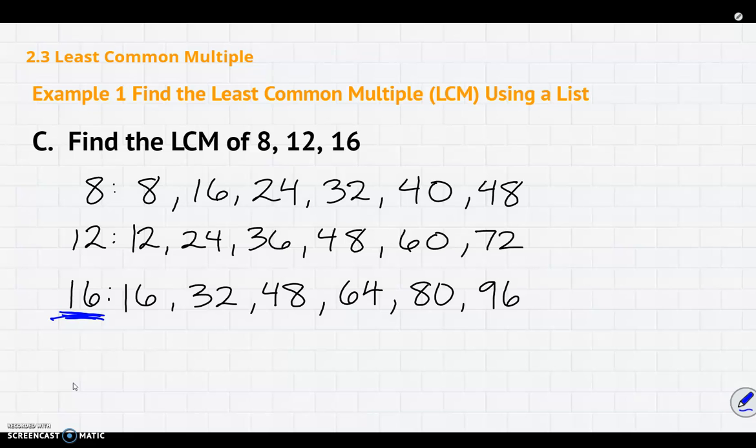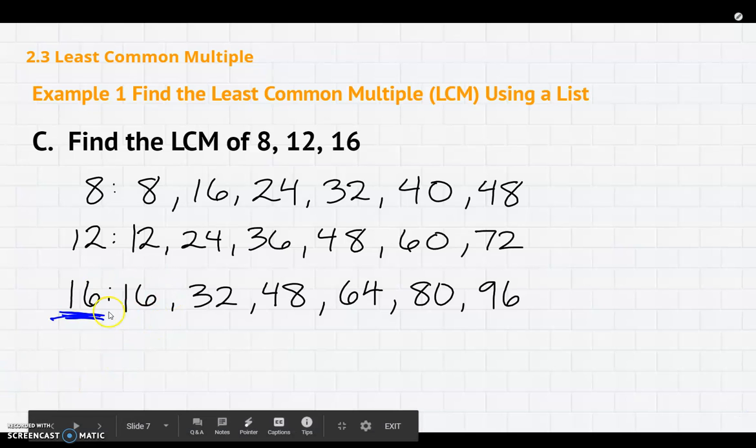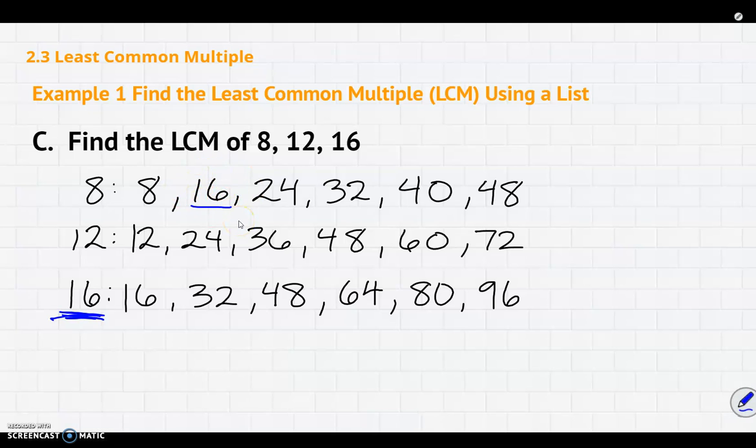So for 16. Okay, start with first multiple of 16. Well, I see 16 in the list for 8 right here. Okay, but I do not find 16 in the list for 12 at all. Now it has to be common to all 3 of them. So I cannot use 16 as my least common multiple.